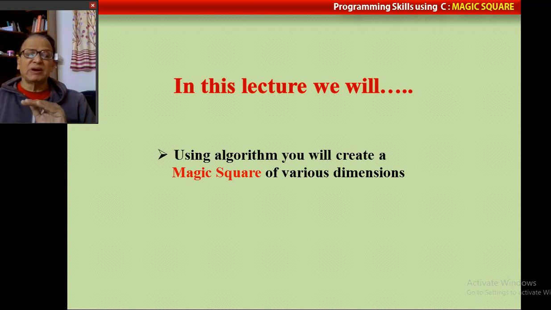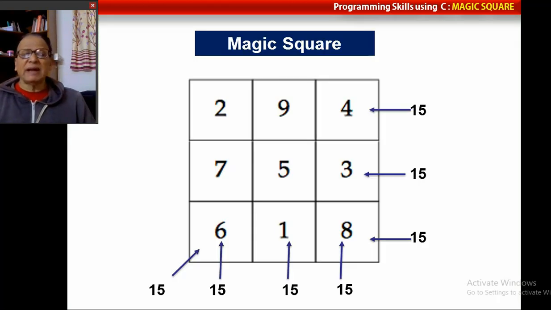A magic square is going to be a square with an odd number of rows and columns, maybe 3 rows and columns, 5, 7, 9, etc. I'll give you the algorithm and you will do that. The whole idea is you have now learned conditional statements and looping statements. Using only these two, you are going to design a magic square based on the algorithm.